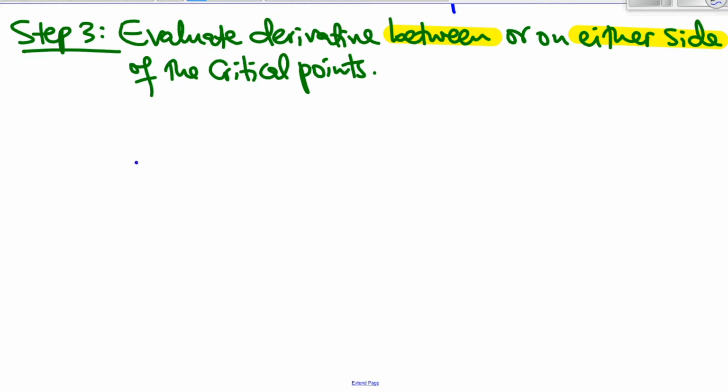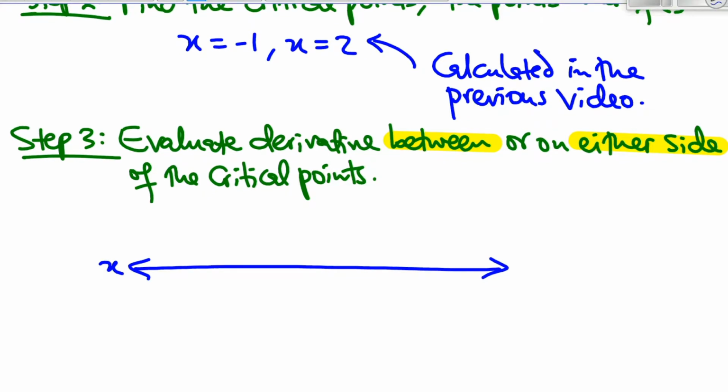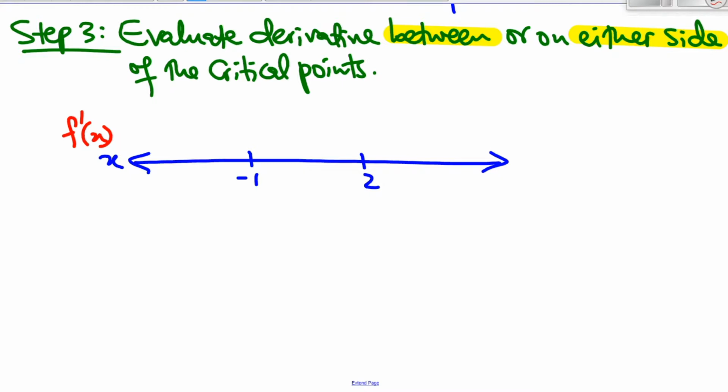So we want to find the derivative between and on either side of these points, which means we need to draw something like this. Basically these are values of x, and we have the critical points: x is equal to -1 and x is equal to 2. But what I'm interested in is the signs of the first derivative. I know that at x is equal to -1, the first derivative is 0, and at x is equal to 2, the first derivative is 0. But what happens between them and on either side? So what I'm going to do is choose what we call test points: any point on the left, any point in between, and any point on the right.